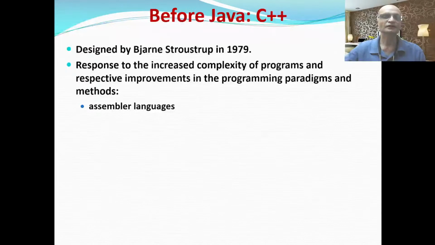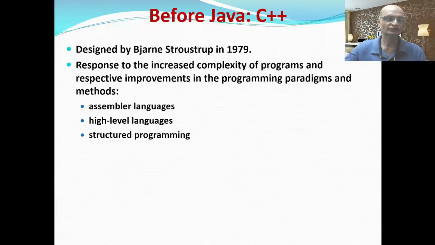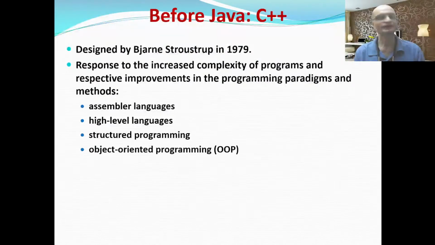So typically when it comes to programming paradigms and methods, the improvement that has happened is like the assembler languages, then the high level languages, then structured programming, and then came object oriented programming. That's what I just mentioned. You have assembly programmers, then you have C programmers. Obviously there are Pascal programmers, Fortran programmers, and when it comes to C, people basically wrote structured programming, and that is very good, and that continues to play.